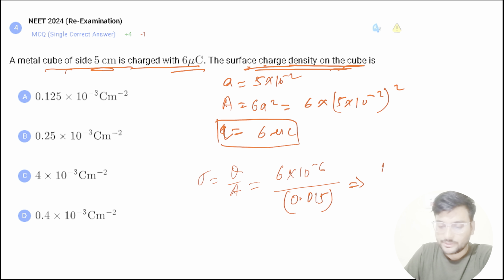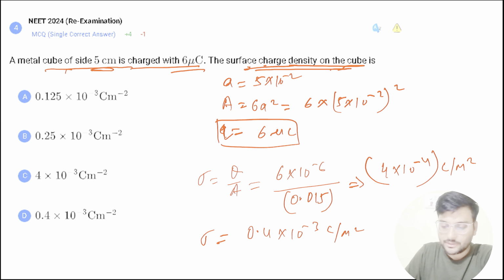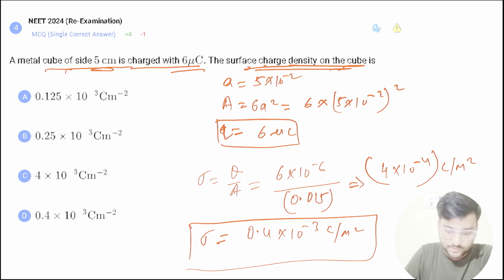That is 4 into 10 power minus 4 coulomb per meter square. So sigma is equal to 0.4 into 10 power minus 3 coulomb per meter square. Okay, we are getting 0.4 into 10 power minus 3. So that is option number D we are getting here.